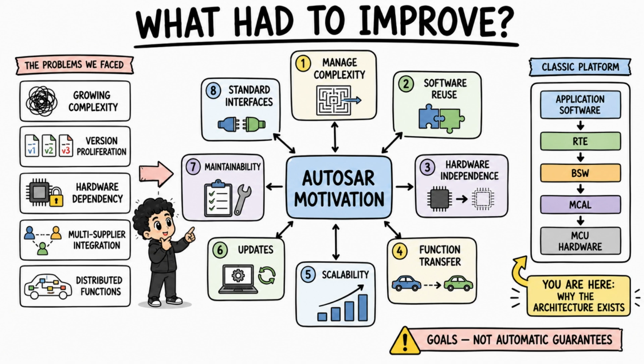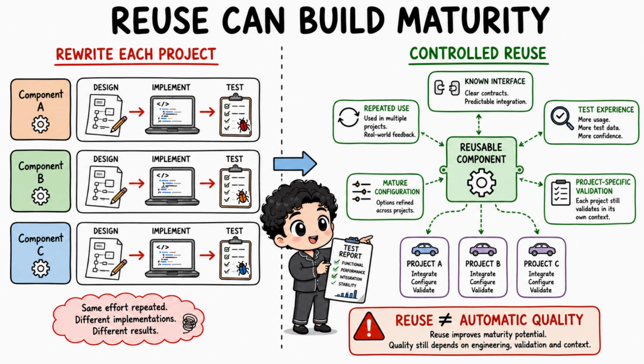AUTOSAR also targeted maintainability, software upgrades, and updates. A vehicle can remain in service for many years. The software architecture, therefore, has to support continuing correction and evolution rather than being treated as a one-time embedded program that never changes. Quality was another motivation. AUTOSAR argues that greater reuse can increase software maturity because common components are used and tested by more projects and organizations. That does not mean reused software is automatically correct. It still requires proper qualification, configuration, integration, and verification. But rebuilding everything from zero for every ECU does not automatically produce higher quality either.